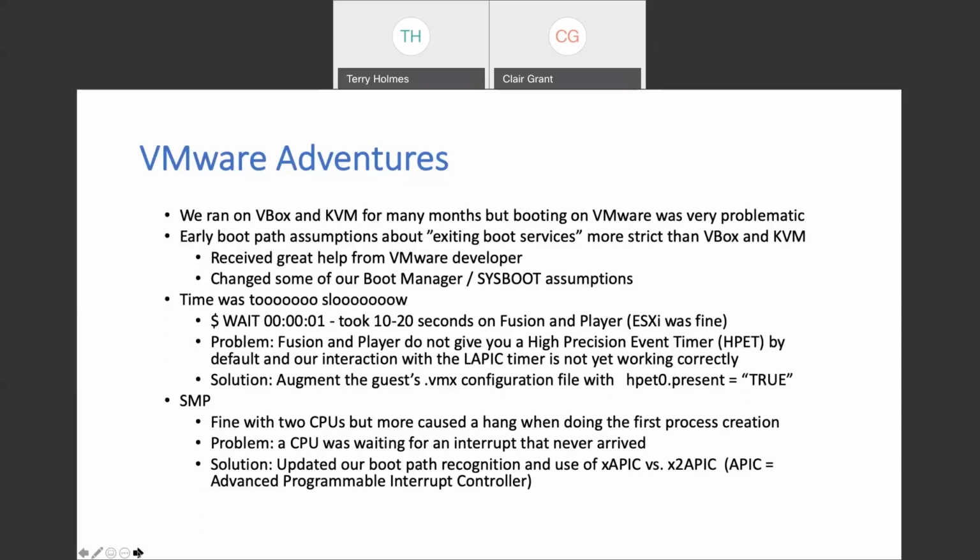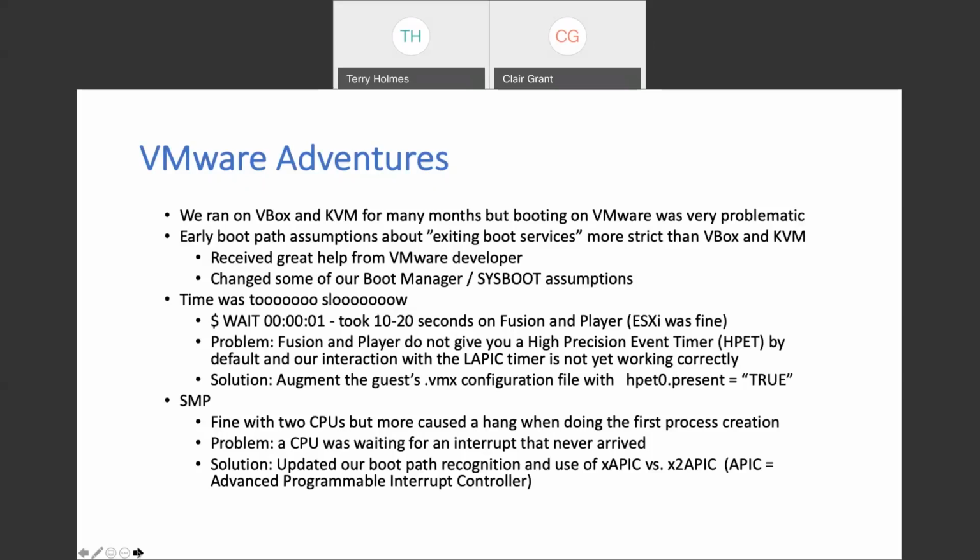And we discovered that there was a CPU waiting for an interrupt that never happened. Well, that now you get down to something you can actually deal with. In our boot path, we were doing something that had worked on other platforms but didn't work right now, and that was the use of APIC or x2APIC.